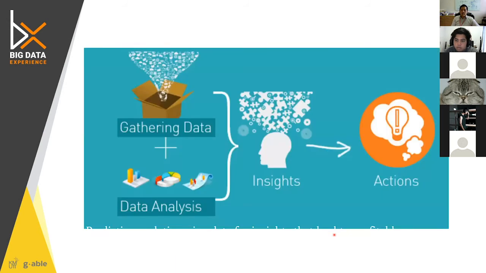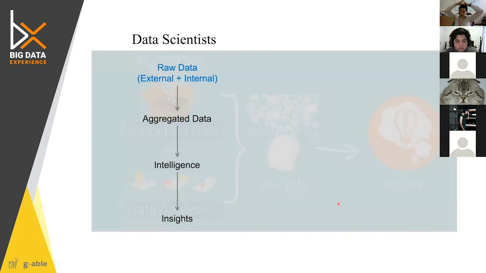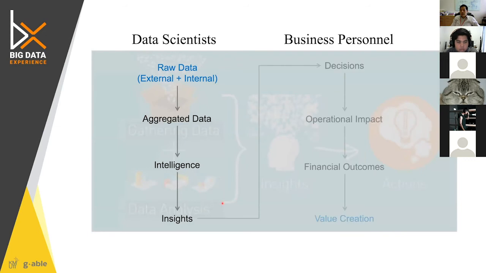Okay, once you gather the data, it comes to performing data analysis to gain insight and perform business action. The process is like this. For the data scientists, we need to get the raw data, aggregate the data, get the results and obtain the insight. Then a business professional can use the insight to make decisions and do the operation, and then you have financial impact. Let me put it into an example here.